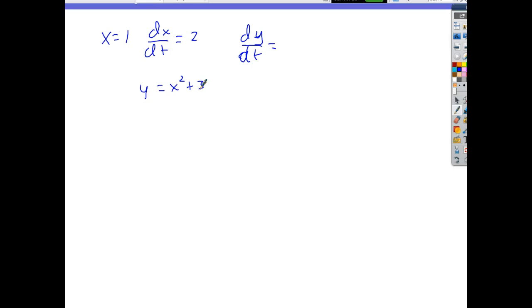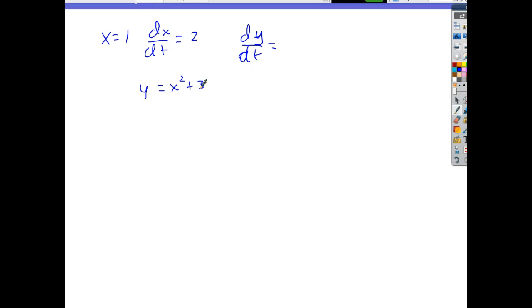I'm looking for dy/dt. I need a dt on the bottom, which means I take the derivative with respect to time. I have no t's in my equation. I need to make it happen. So I'm going to take the derivative with respect to time of both sides. Does that make sense? That's what you were tripping on last time.